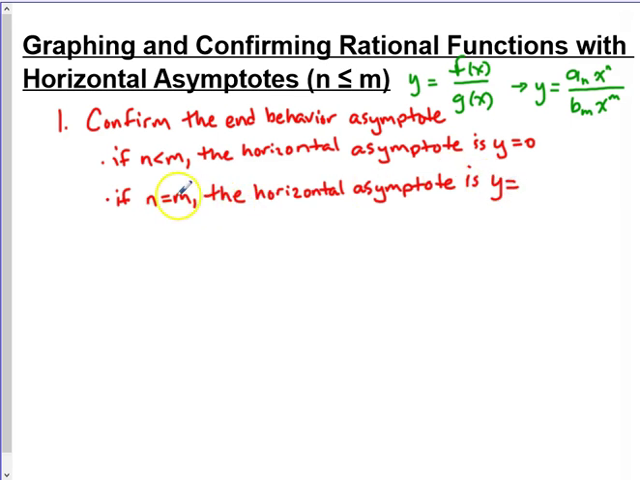Okay, so if n and m are equal, in other words, maybe it's something like x squared in the numerator with a 3x squared, the denominator is like 4x squared or something like that, both the same degree, then the horizontal asymptote, it turns out, is just the quotient of those leading coefficients, a sub n divided by b sub m.